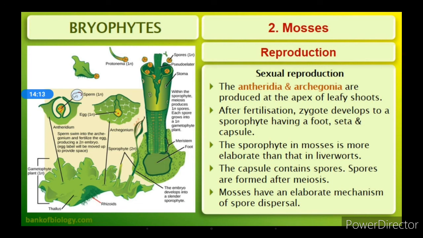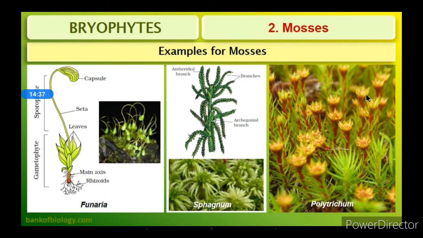And what are the different parts of sporophyte? The base part, that is the foot region, then seta and capsule. In the capsule, what is being formed? The spores are formed. So the sporophyte in mosses is more elaborate than in the liverworts, and the capsule contains spores, which we know are formed after meiosis. Here you can see the examples of mosses: Funaria, Sphagnum and Polytrichum. So these are some of the examples of mosses.